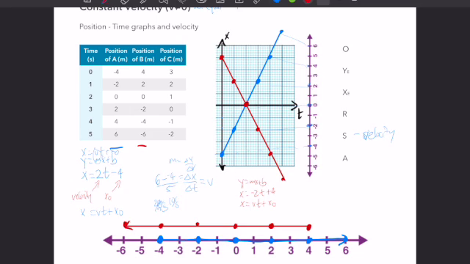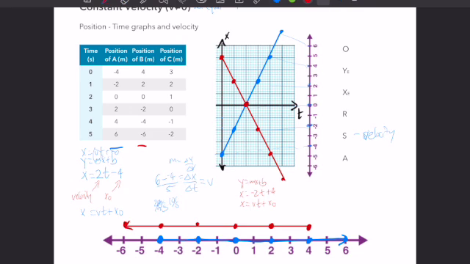Now, looking at the position-time graph, the significance of this intersection is the blue and the red objects are occupying the same position at the same time. So if these were both on the same line, they would collide. They're on two separate lines, so they wouldn't collide. But this models that motion that we have.